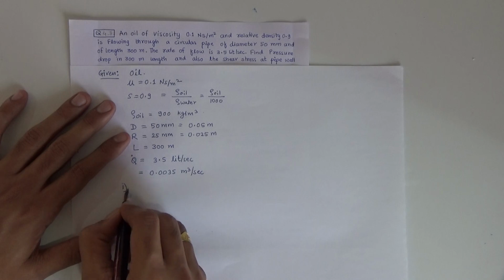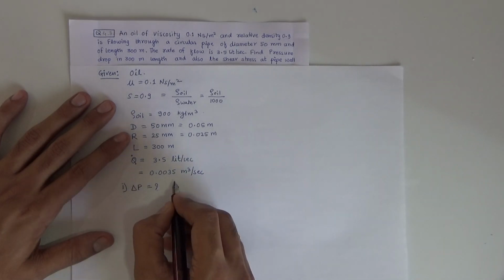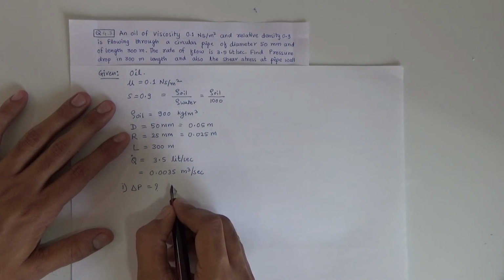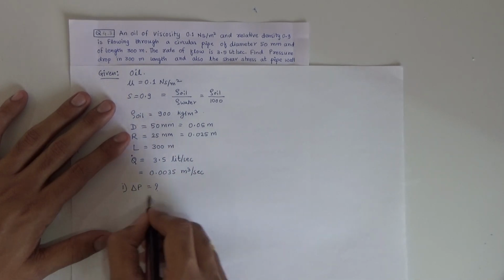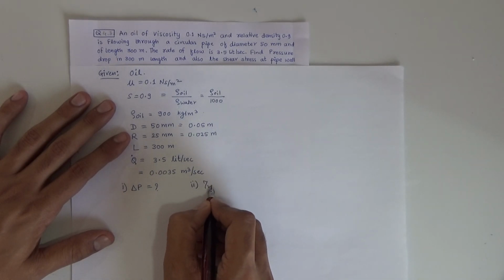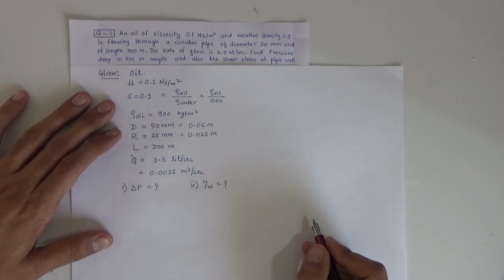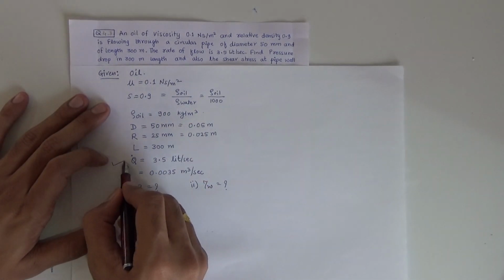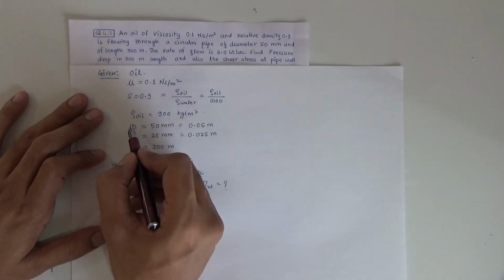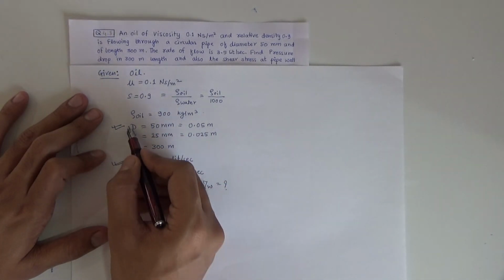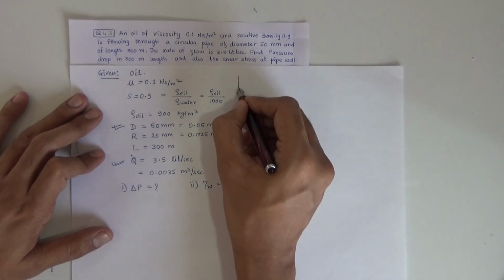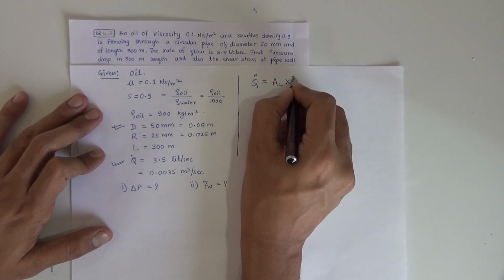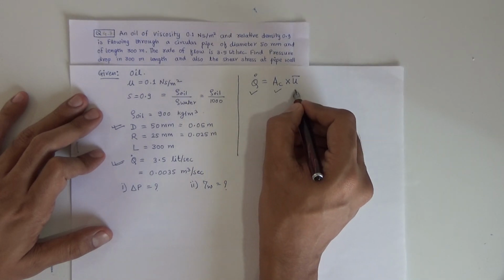So the first one is to obtain the pressure drop, that is P1 minus P2, delta P, and the second one is the shear stress at the pipe wall. So the maximum shear stress, or wall shear stress, is asked. If you see here, the very first impression is that we know the discharge and we know the diameter, so we know the area. If we know the area and discharge, you can get the average velocity simply, as discharge equals cross section area into average velocity.